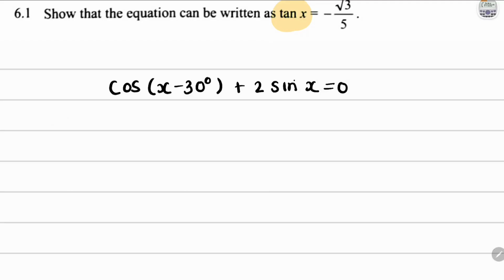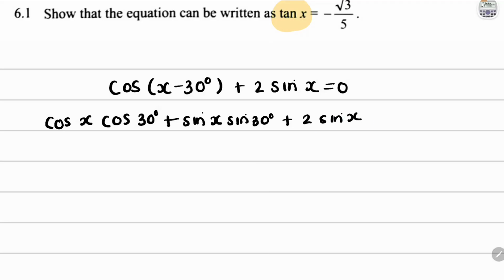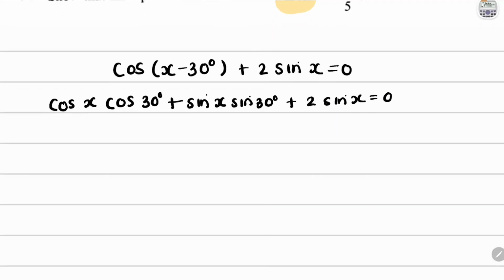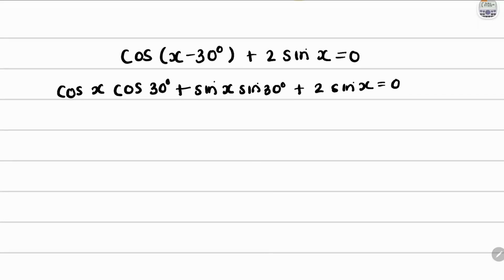So let's expand this using the compound angle formula for cos. That's going to be cos of our first angle, which is x, times cos of the second angle, which is 30 degrees. Because we have a minus, it changes to a plus. Then we have sine of the first angle times sine of the second angle. Then we have plus 2 sine x equals 0. Now let's see how we can simplify.